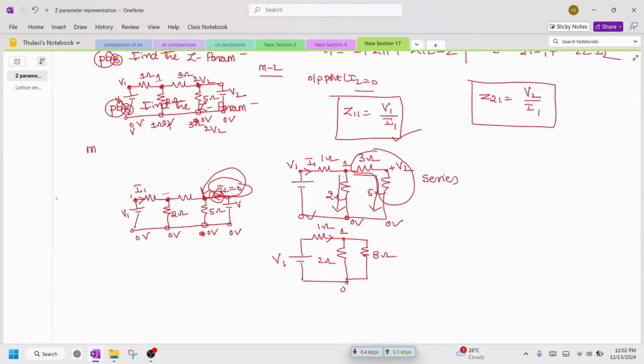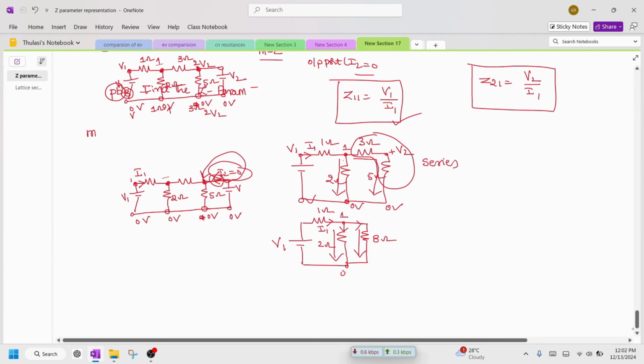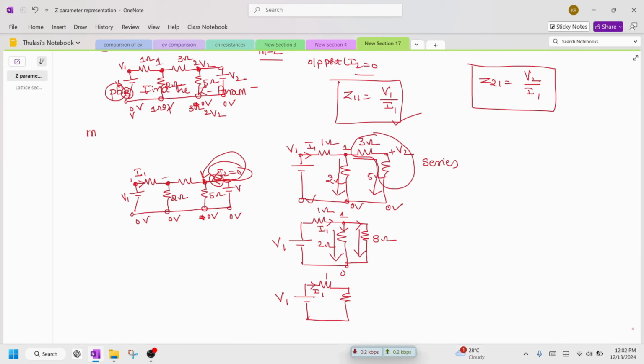The current entering the branch is I1. This gets divided. Now this branch and this branch are connected in parallel, so it is very easy to solve. The network will be like this: a 1 ohm, and one more parallel branch. This is V1, this is I1. This is 2 into 8, product of resistances divided by sum of resistors. So the product is 16 divided by 10, which is 1.6 ohm. This is 1.6 and this is 1.